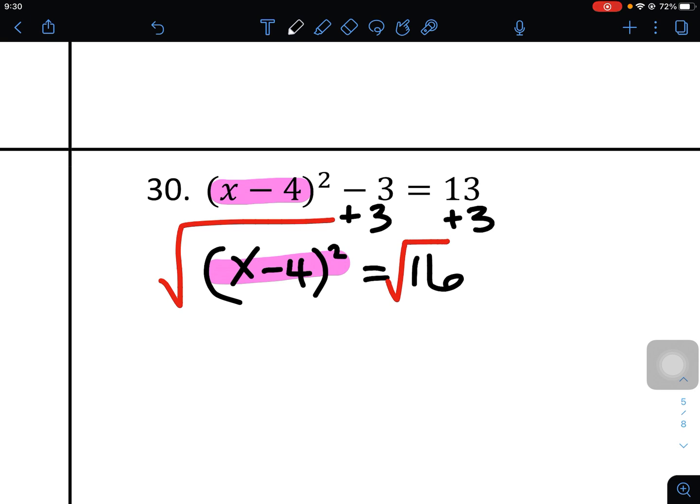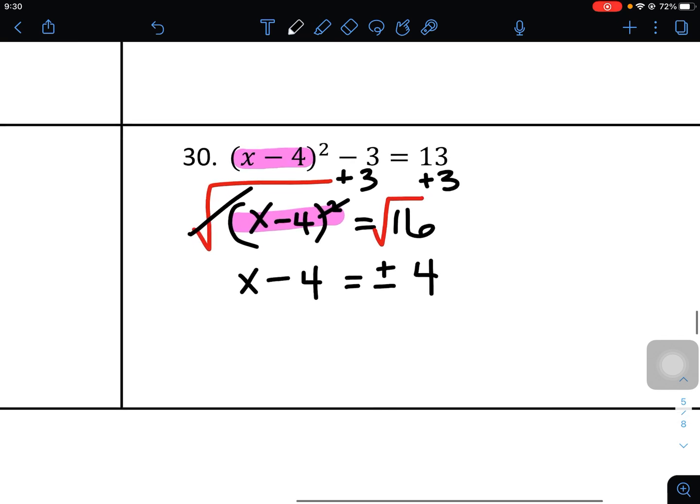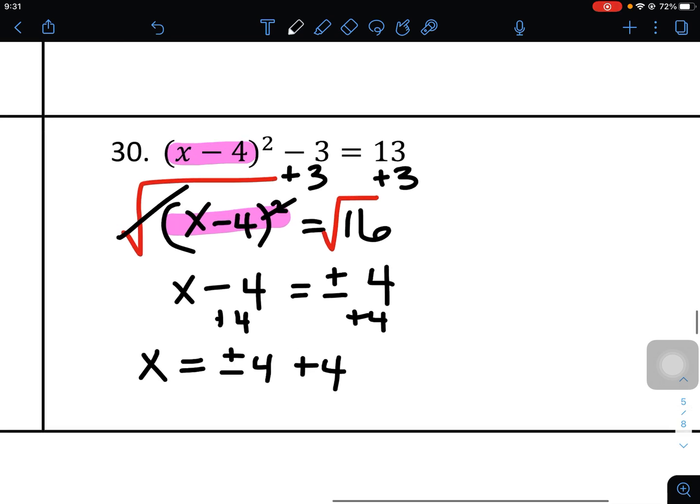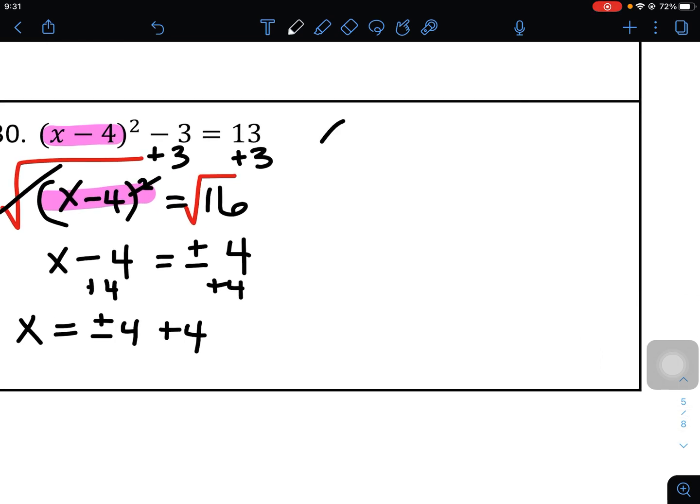Just be very careful to remember that after the square and the square root undo each other, the square root of any number then is the positive or negative value of it. In this case, we're equal to 4 because the square root of 16 is positive 4 because 4 times 4 is 16. But the square root of 16 is also -4 because -4 times -4 is also positive 16. So I add 4 to both sides, just like I would for any equation, and x is equal to plus or minus 4 plus 4, which leaves me with two equations to deal with.